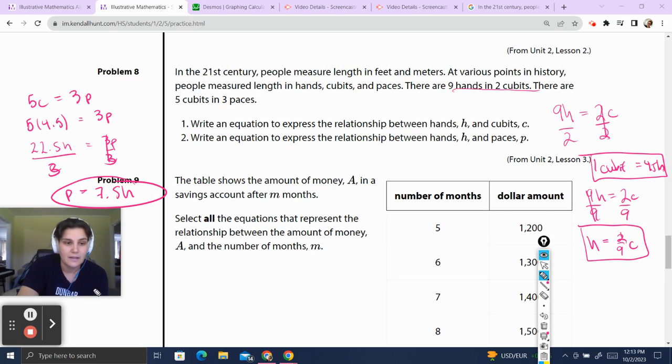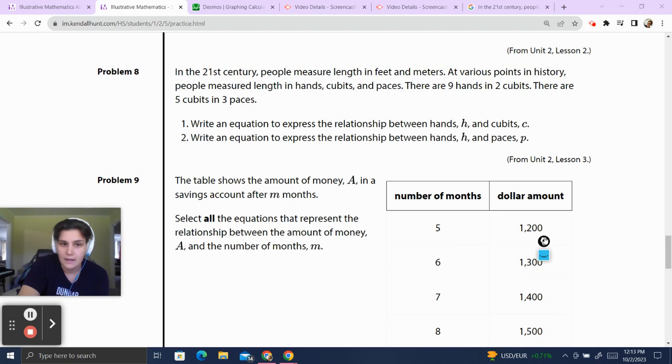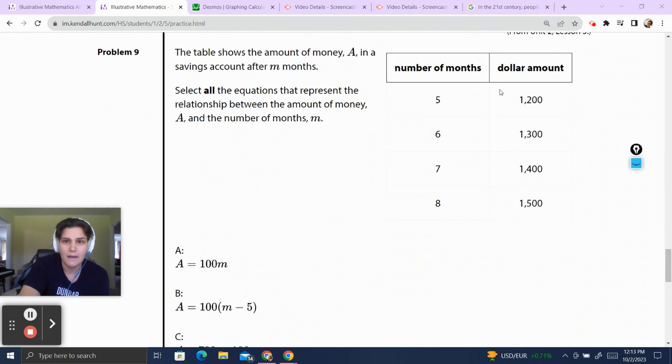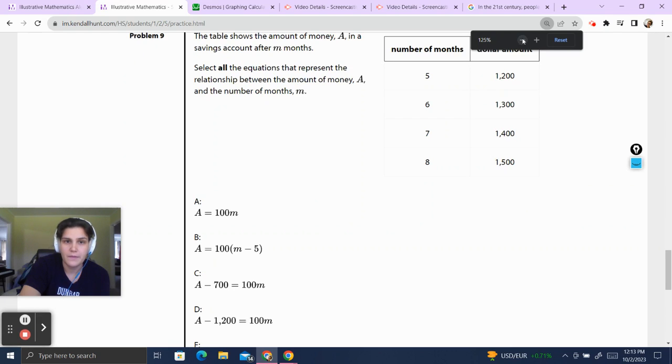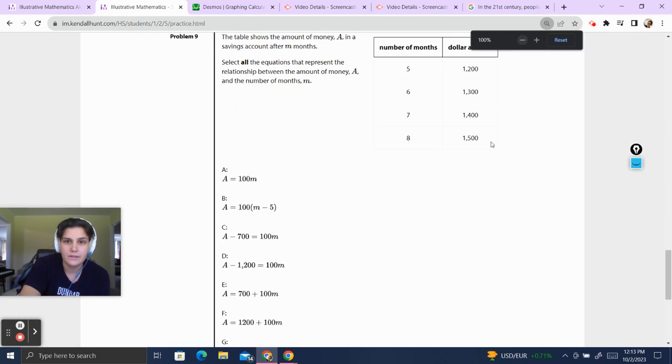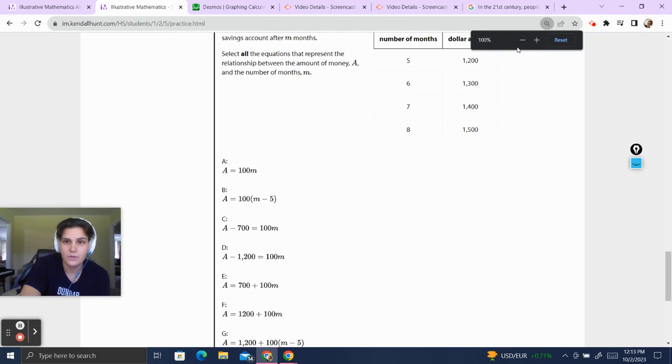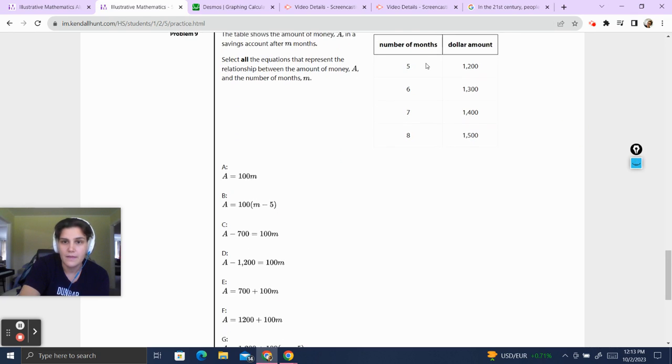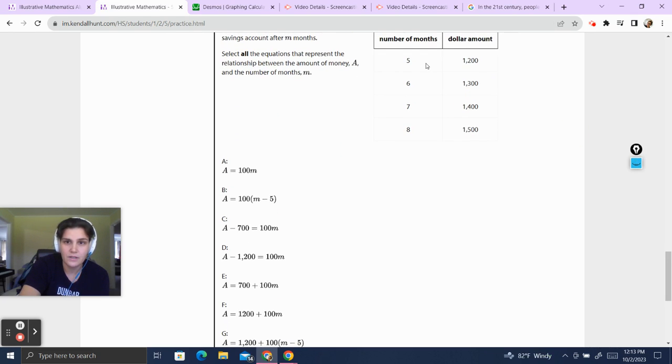All right, let's go on to the last question. Problem number 9. The table shows the amount of money, A, in a savings account after M months. Select all the equations that represent the amount of money, A, after a number of months, M. So let's go ahead so we can see all of our answer choices. And let's look. So after 5 months, there was $1,200. After 6 months, there was $1,300.